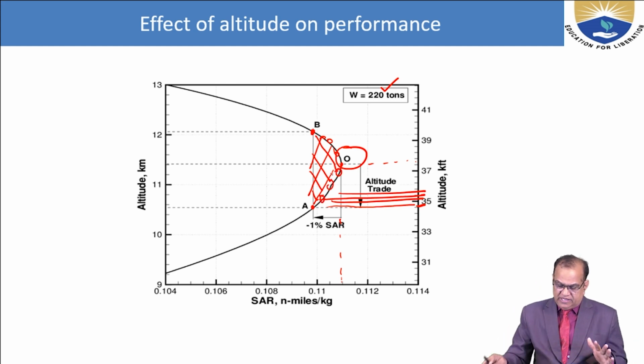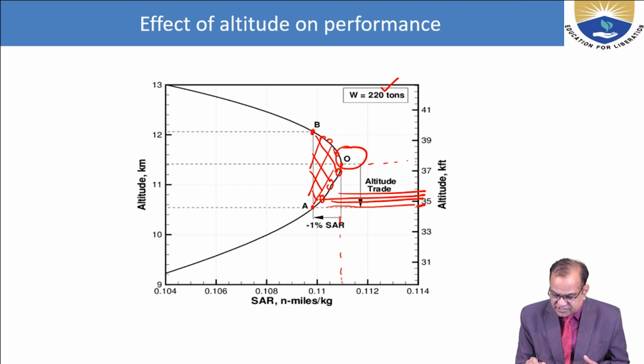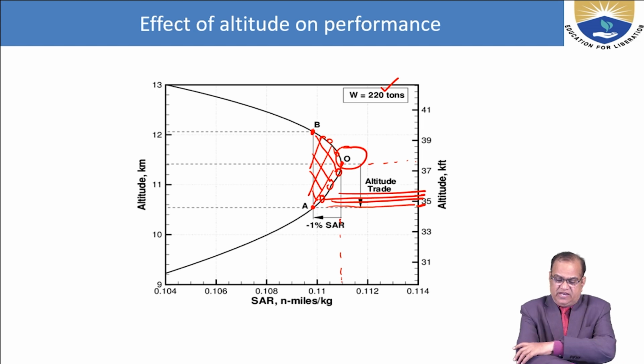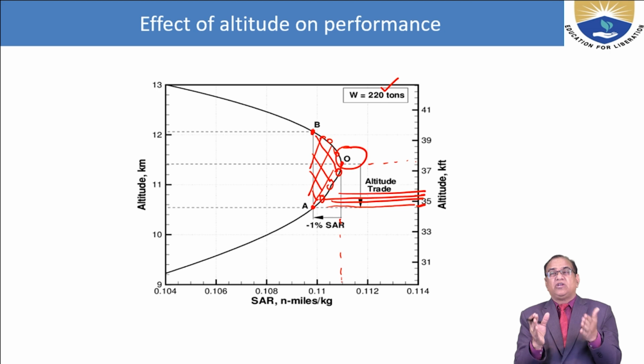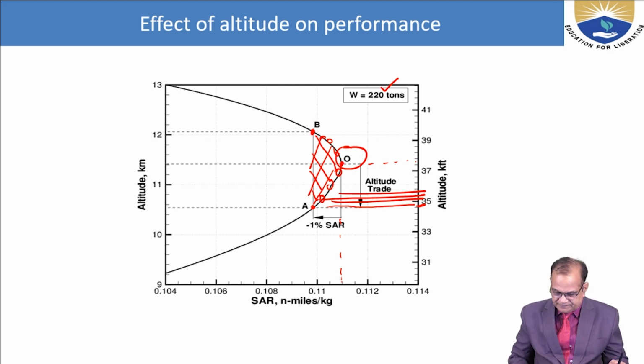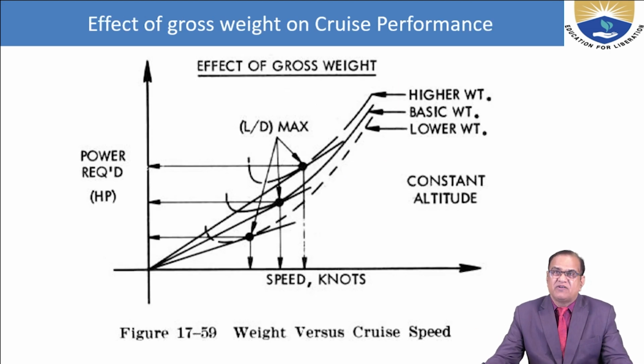So from here to here it is 1% more. Okay, so here also it is like that. So like this, the altitude plays a very important role in the fuel consumption, and the performance of the aircraft depends upon the altitude, and this is also a function of the weight of the aircraft. As you have more weight, you have to fly at a lower altitude. Effect of gross weight on the cruise performance.